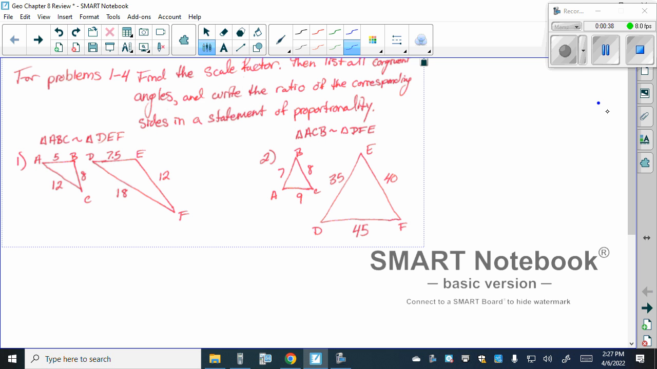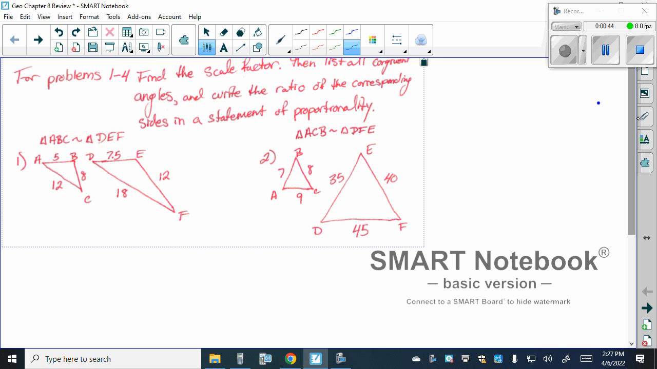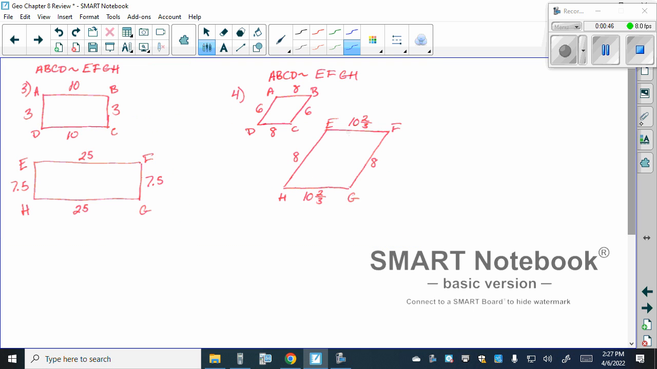Now, are there any questions on 1 through 4, or one of those that y'all want to look at in particular? So if we look at number 4, the first thing we want to find is the scale factor. And when we look at the scale factor, we're just trying to see what is the proportions from one side to the other. So we just need to pick one of the side lengths on A, B, C, D, or E, F, G, H to go first.